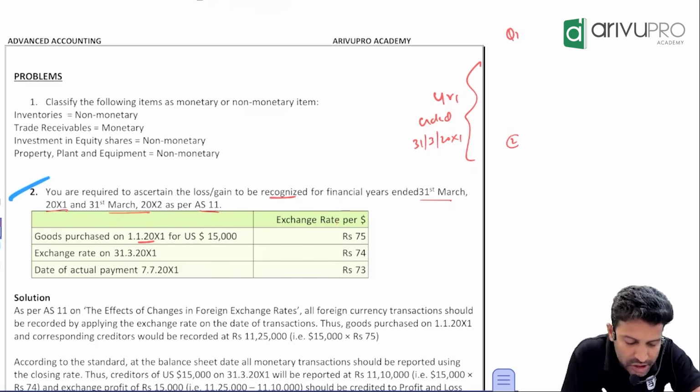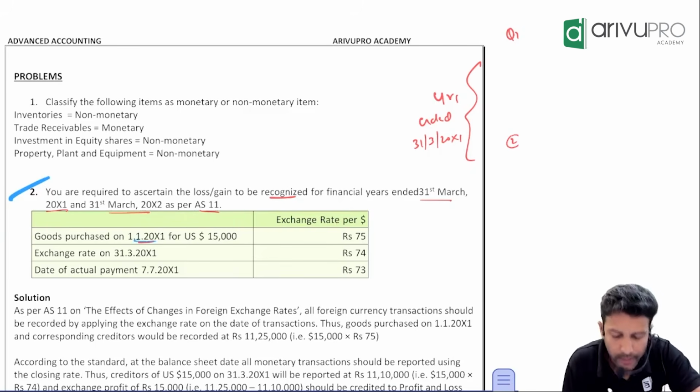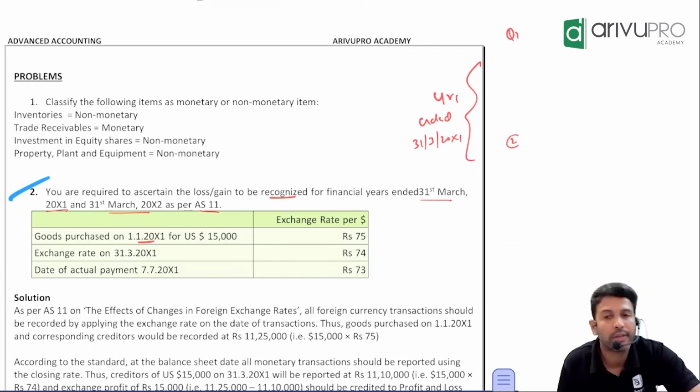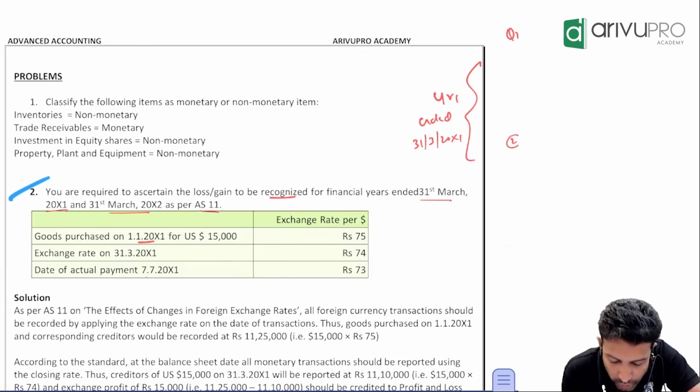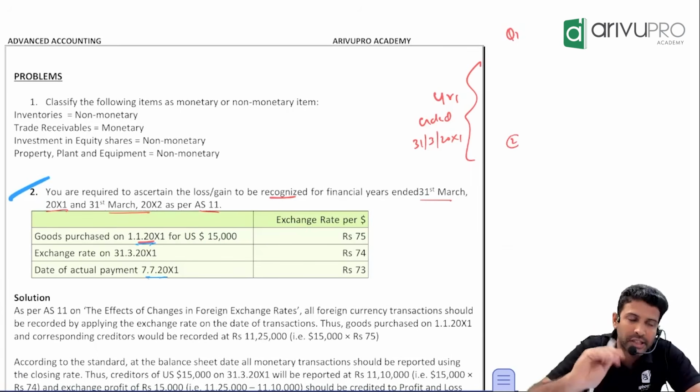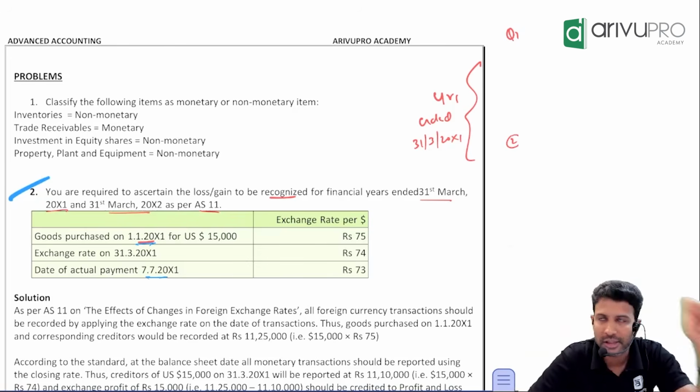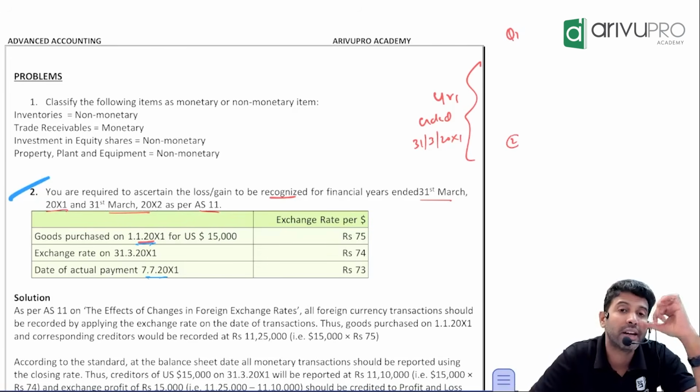Here we have purchased the goods on what day? 1st January 20x1, for how much in dollars? $15,000. Okay. And when is the actual payment? When are we paying, on 1st January or 7th July? So is it a cash purchase or a credit purchase? Credit purchase. First, tell me, what is the journal entry for a credit purchase?